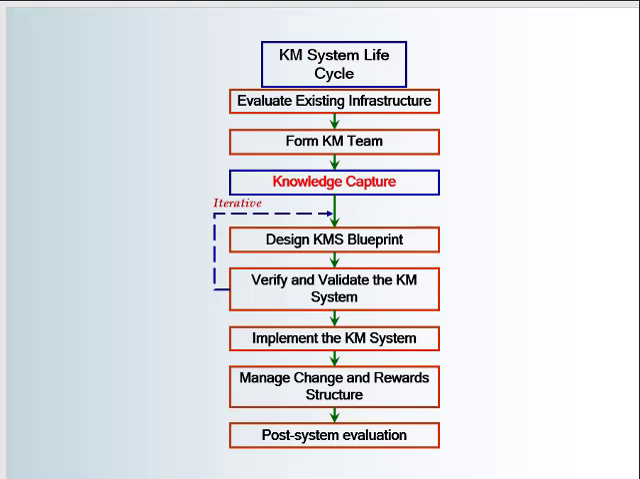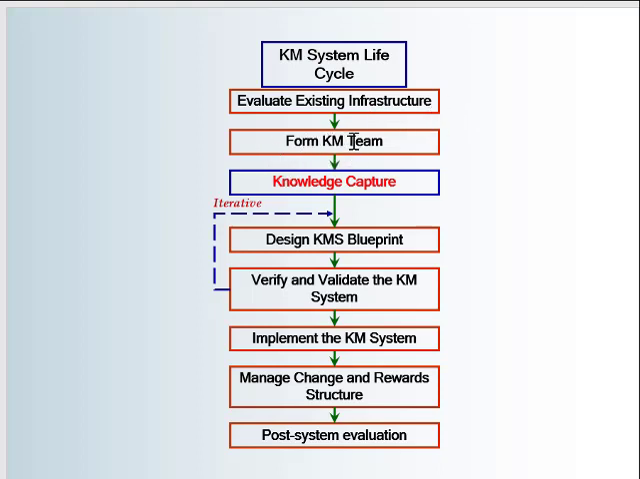We already discussed this diagram. This is actually the life cycle of a knowledge management system. You first need to evaluate the existing infrastructure. If you have the normal systems which you develop, the software systems, there you have users you talk to, but here you are talking to the experts. There you try to build something different, but here the knowledge is within the organization. So you have to evaluate existing infrastructure.